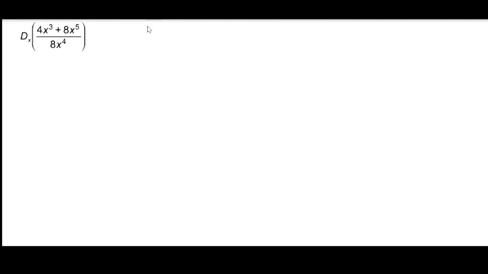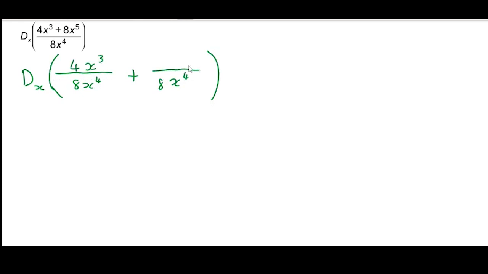Let's look at this one. This is using a similar notation, and this time I'm going to split this fraction. So I'm going to write it as two fractions, both of them over 8x to the 4. So the first one is 4x cubed over 8x to the 4, and the next one is 8x to the 5 over 8x to the 4. I haven't differentiated it yet. Now I'm going to write d by dx like that.